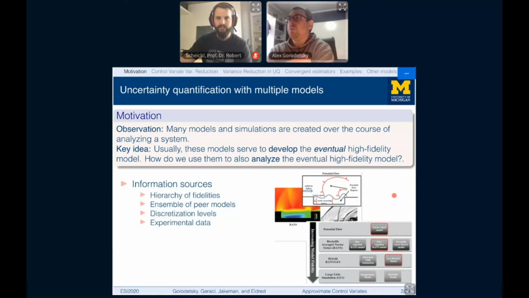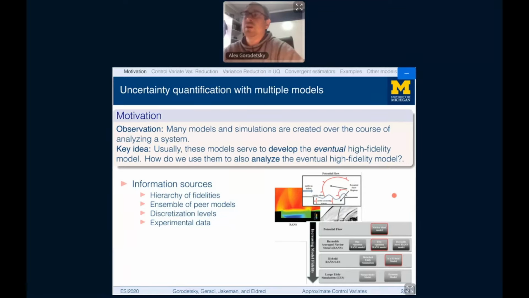So when we're talking about generalized model ensembles here, I'm just talking about multiple models in a very holistic sense. The observation is that when you're going to create or analyze a system, many models and simulations are used. You never go to the final high fidelity result, especially when you're trying to analyze or eventually make decisions about complex systems. And usually these intermediate models serve to develop the eventual high fidelity model. And they can be very heterogeneous. They could be the same physics, they could be different physics, which I'll go into in a second.